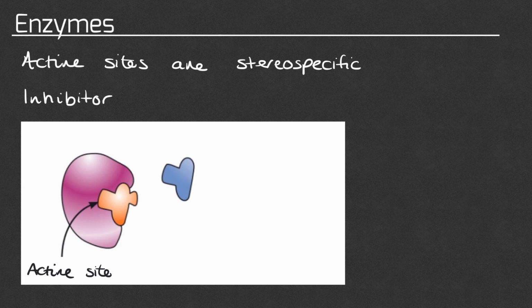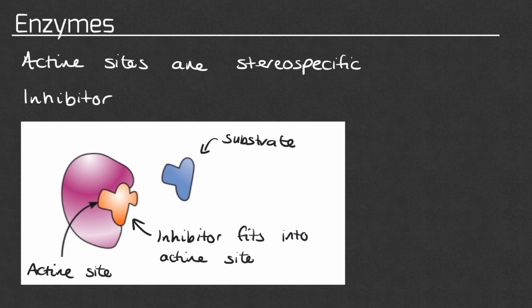So for example, in this diagram, we can see the active site of the enzyme has got an inhibitor fitted straight in, and it matches the shape. This means that the substrate can't fit into the enzyme because the inhibitor is in there instead. And again, this only works because the inhibitor has got a similar shape to the substrate.